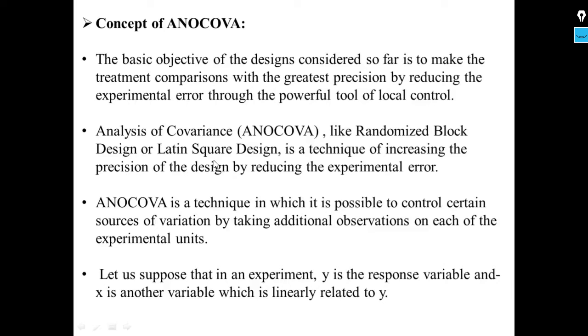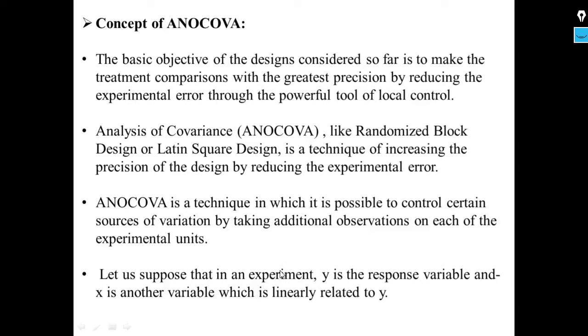Analysis of covariance is a technique in which it is possible to control certain sources of variation by taking additional observations on each of the experimental units. So it is a technique in which we control different sources of variation by considering additional observations on each of the experimental units.